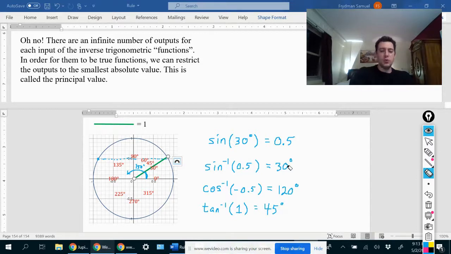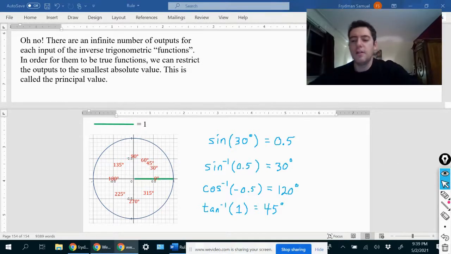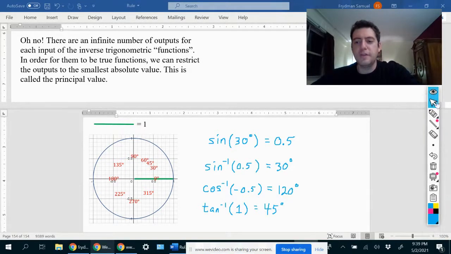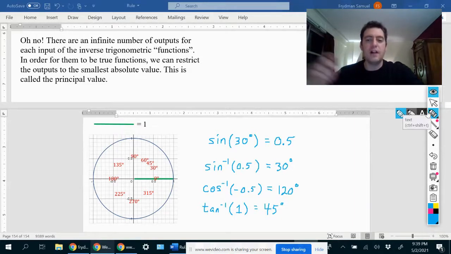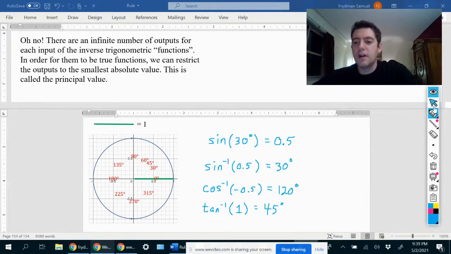And when you use a calculator to find the inverse sine or cosine or tangent of some number, then the calculator is going to give you, most likely, I mean, it depends on how it's programmed, but most likely it will just give you the principal value, meaning the number with the smallest absolute value that gives us this number back. Okay, let's do another example of finding the principal value for the inverse of something.